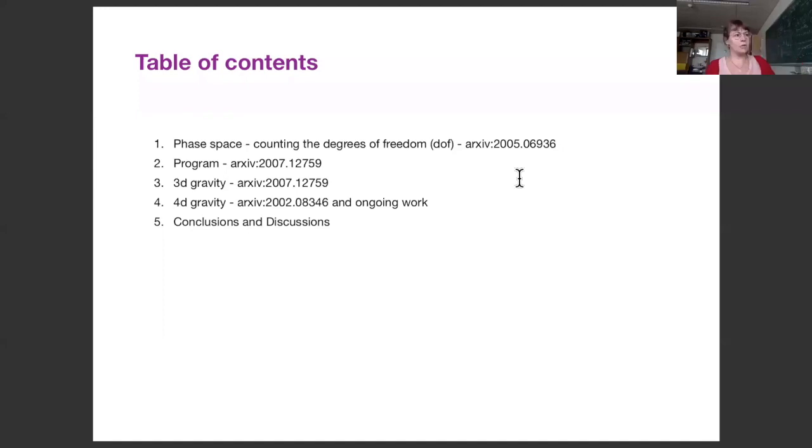Finally, I will illustrate the first step of this program on the 3D gravity case. And at the end, I will also talk about some aspects of the 4-dimensional case, where part of it is in a paper that came out 6 months ago, and also on ongoing work that we are doing. And finally, I will conclude.